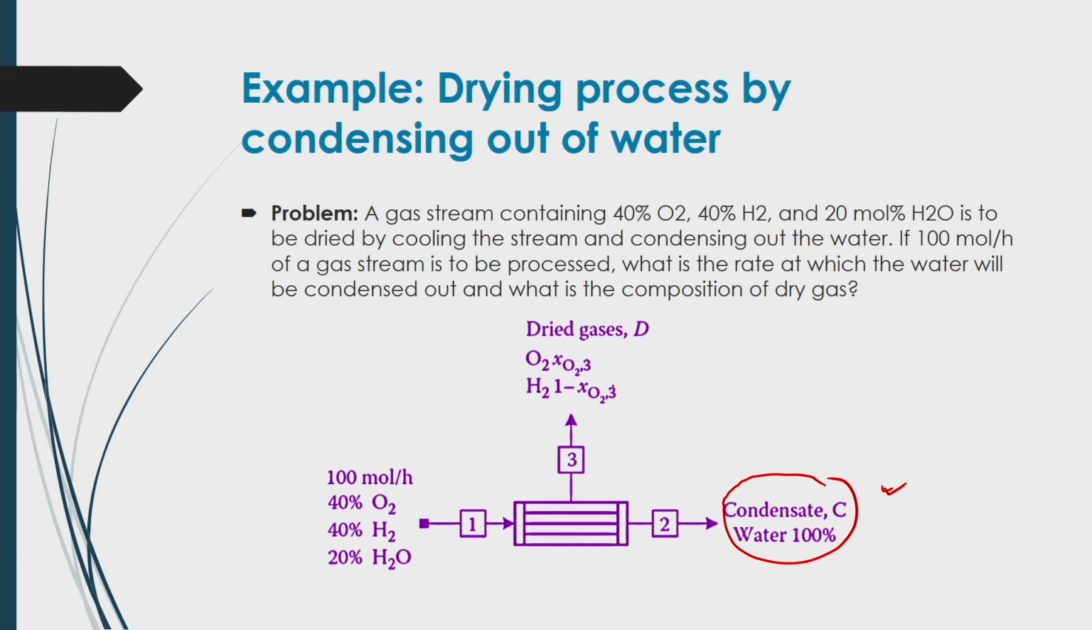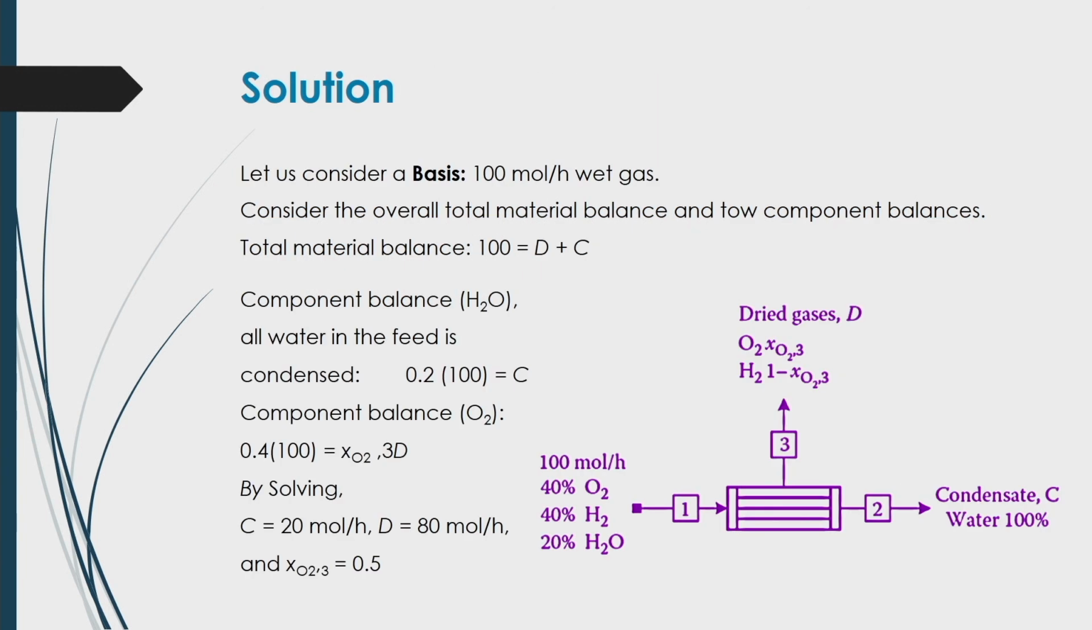But the dry gas will contain oxygen, with some mole fraction X O2, and also hydrogen, that will be 1 minus X O2 at stream 3. So, the dried gas amount is D, which is not known to you. Based on this problem you have to find out the rate at which water will be condensed out and what is the composition of the dry gas there. Now, let us solve this example.